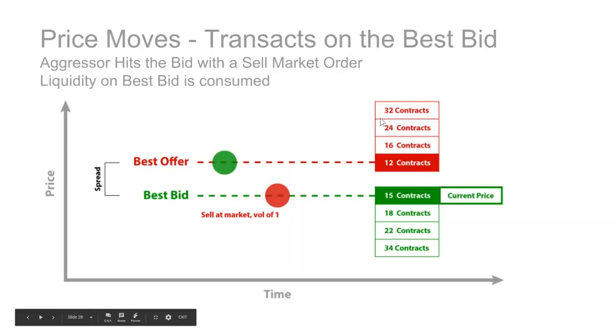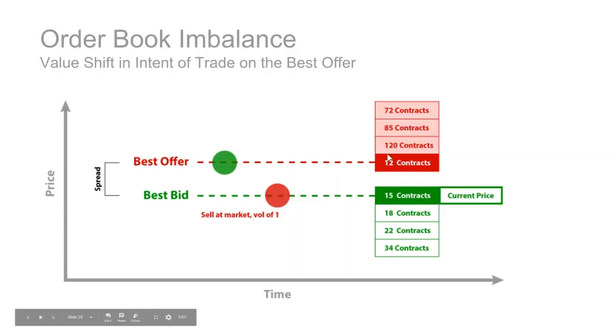Okay, you can see previously we had a pretty equal book here, right? Rather equal. I think there was a bit of a skew on the bid side, but we can see this is rather balanced, right? Now we have an imbalance.